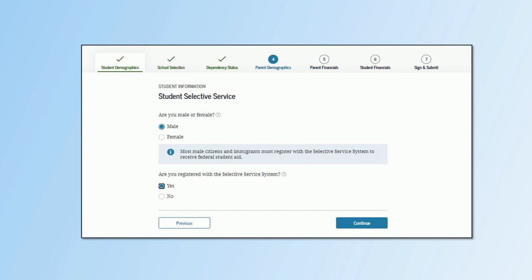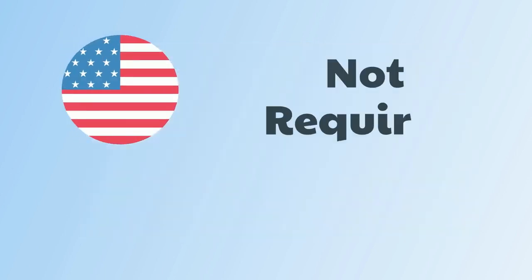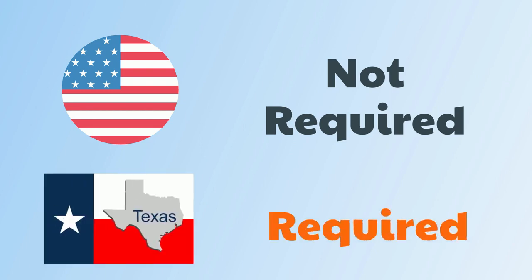Next is the student eligibility section. If at the time of birth you were assigned the sex of male and you are completing the FAFSA for the first time, the FAFSA will ask if you're registered with Selective Service. If you're not yet registered, you can use the FAFSA to register. You do not have to register for Selective Service to receive financial aid from the federal government. However, it is still a requirement to receive state grants, such as the Texas grant.